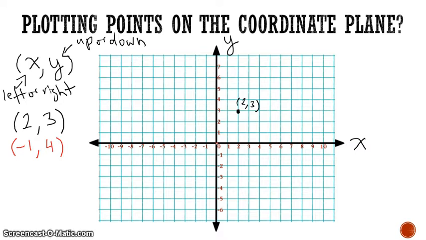Okay, so to find this, I'm going to start at 0, and I'm going to go -1, which means left 1, and then I have a +4, which means up 4. So 1, 2, 3, 4. I'm going to plot that right there, and that's my (-1, 4). Okay, let me fix this here quickly because it disappeared. Okay, let's try this one. Let's try (-3, -6). Give that one a try on your own quickly, and then see if you got it right.